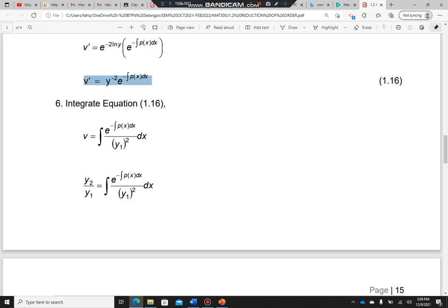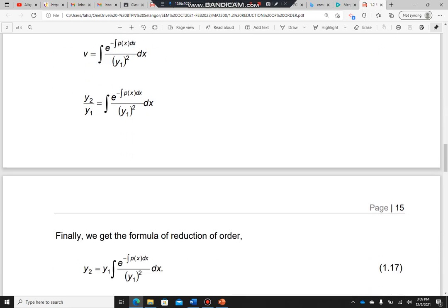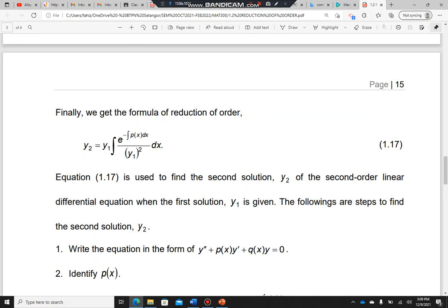Integrate v', you get v. And then integrate yang right hand side. So awak akan dapat bentuk ni. Finally we get the formula of reduction of order. So awak akan dapat this formula.